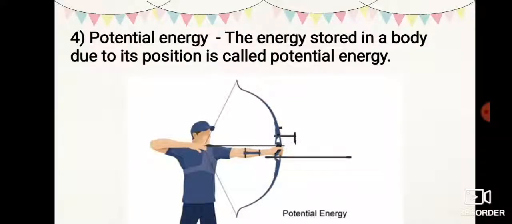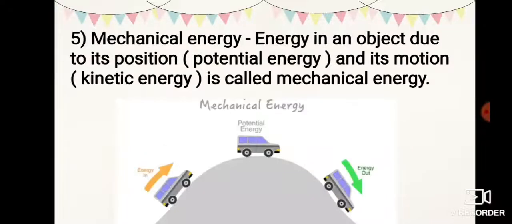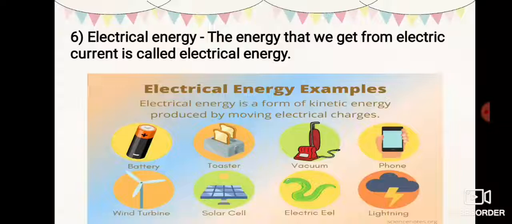Number 4. Potential energy. Stored energy that depends upon the relative position of various parts of a system. Number 5. Mechanical energy. Mechanical energy is the energy that is possessed by an object due to its motion or due to its position. Number 6. Electrical energy. Electrical energy is the power an atom's charged particles have to cause an action or move an object.